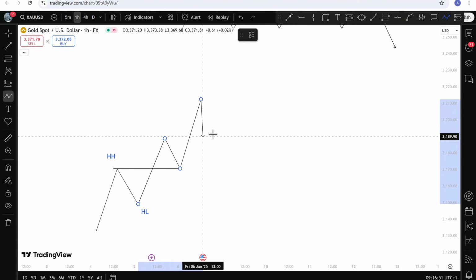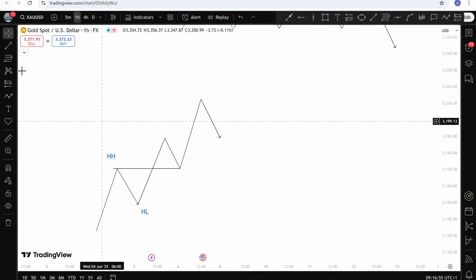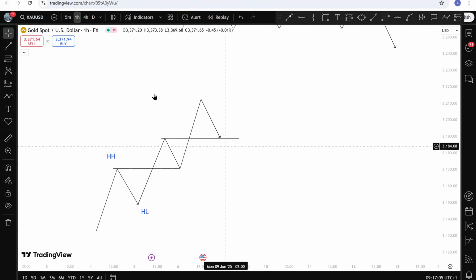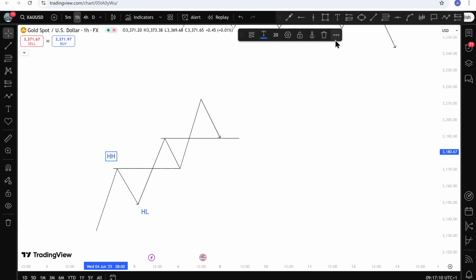Turn that resistance into a support, just like this. All right. So let me just draw a key level again, just like this. Okay, just like that. So now you have a higher high again.